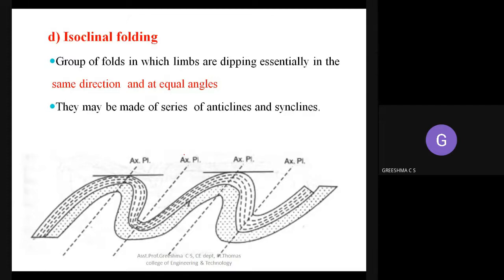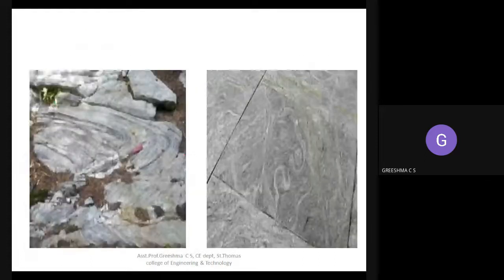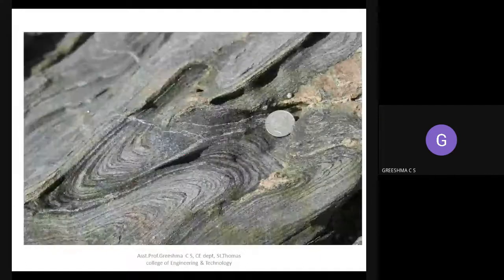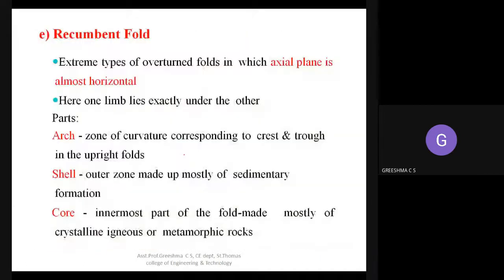So isoclinal folds are the folds which will be dipping in the same direction with equal angles, that is isoclinal folding. Next one is recumbent fold.